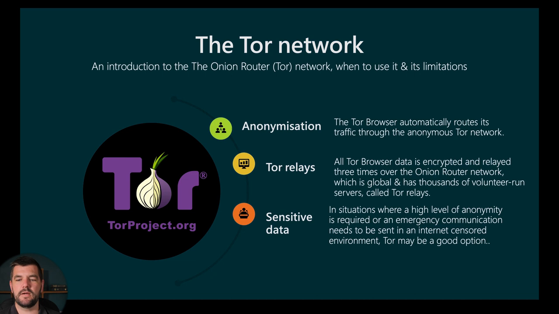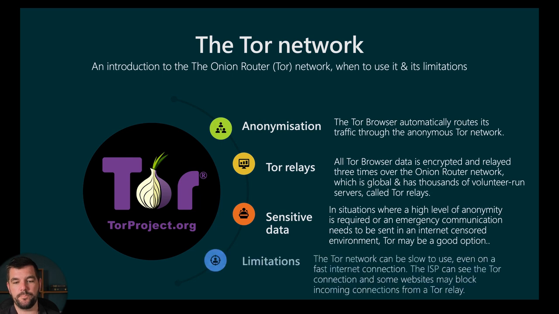In situations where a high level of anonymity is required, or an emergency communication needs to be sent in an internet-censored environment, as we've discussed, Tor may be a good option for you. It does, however, have some limitations. The Tor network can be slow to use, even on a fast internet connection. The internet service provider can see that a Tor connection has been made, and some websites may block incoming connections from a Tor relay as well, so that's something to keep in mind.